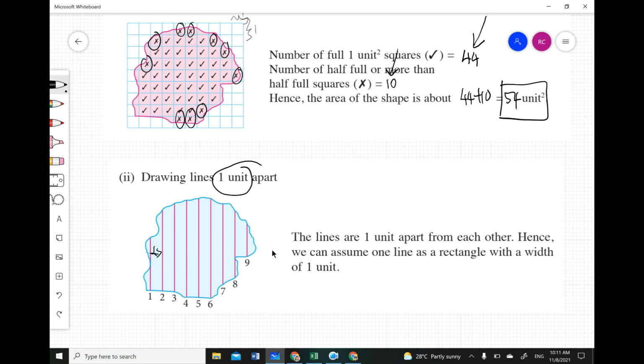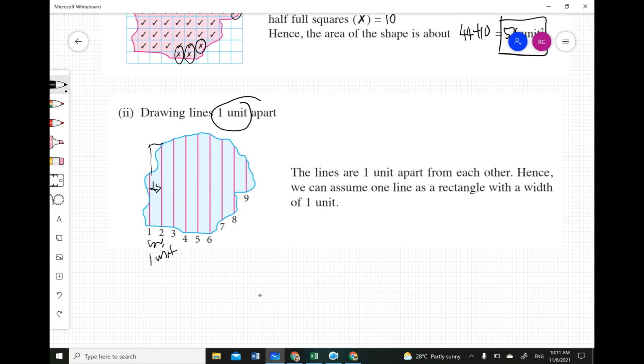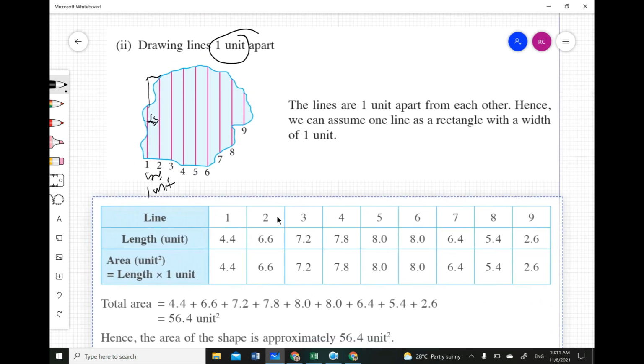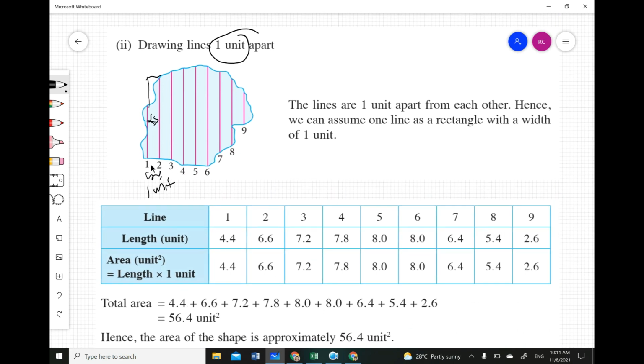Now you are going to assume each line is a rectangle with a width of 1 unit. It is simple. Later on, what you do is just measure the length of the line. The first one you can see from the table given already, this is line 1. Then measure the length. So you will get the length over here, which is equal to 4.4. And remember, for one line, the width is 1 unit.